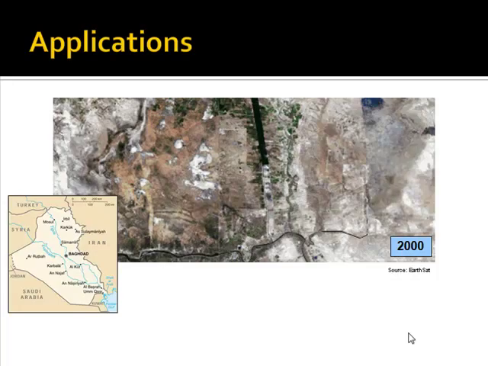Here we're going to examine some time series imagery of southern Iraq. This is the region that the Marsh Arabs live in. Saddam Hussein was not a fan of the Marsh Arabs as they opposed his regime. Here we are looking at 2000. You're going to notice that the area is mostly dry aside from some agricultural development.